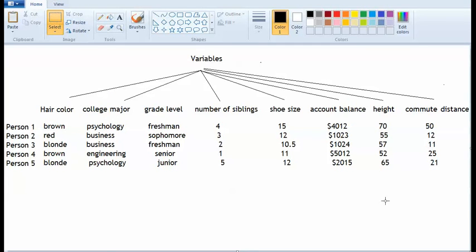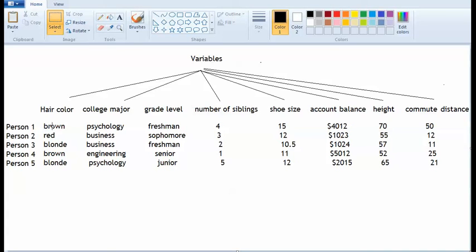I said that the title of a column of data in a spreadsheet is considered a variable. However, the title of a column is only considered a variable if it's possible to get different data values inside that column of data. The reason why number of siblings is considered a variable is because different people have different numbers of siblings.